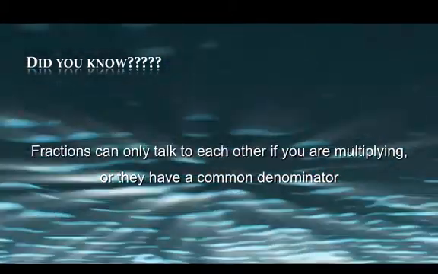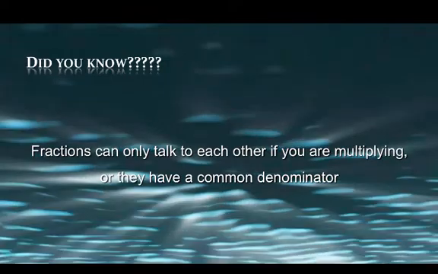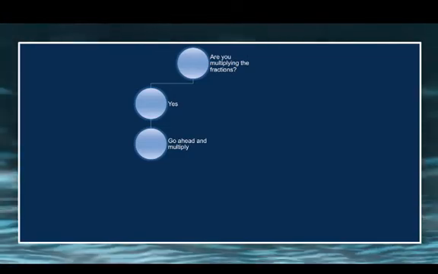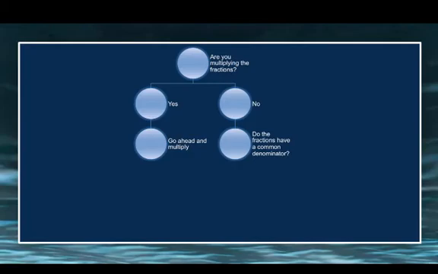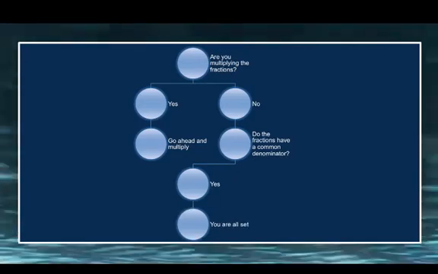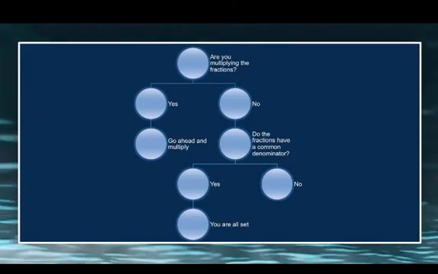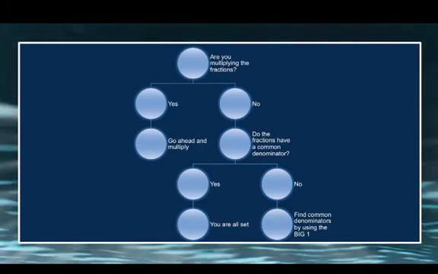Did you know? Fractions can only talk to each other if you are multiplying, or if they have a common denominator. So every time you begin to ask yourself, can these two fractions talk to each other? You have to look and say, are you multiplying the fractions? If you are, just go ahead and multiply. But if you're not multiplying the fractions, you need to look at the denominators. Do these fractions have a common denominator? If so, then you're all set. They can talk to each other. But if they don't have a common denominator, then you need to find a common denominator by using the Big One like we just did there with 2/3 to get it to equal 10/15.